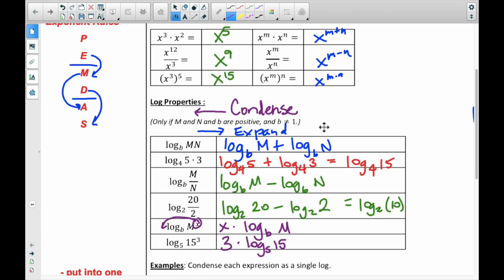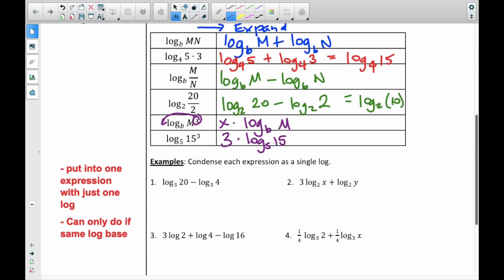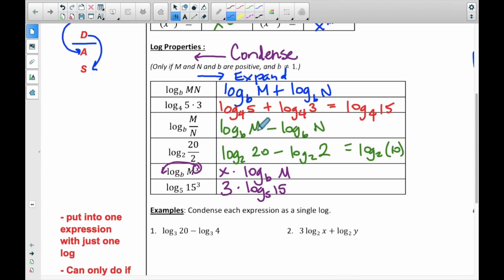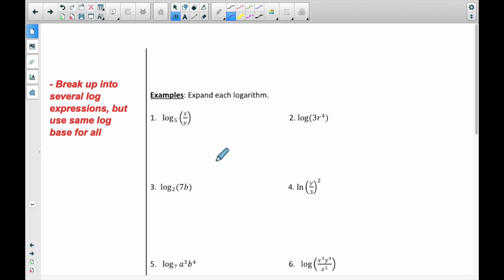And once again, why? Well, maybe you have this big long problem, but if you just put it together in one, maybe it's easier to solve. So I'm just giving you tools, different ways to use these logs to solve things. Okay, in our notes, in the next section, I go down to condensing, but since we just learned expanding, I think it's going to make more sense to do the expanding before the condensing. So let's turn the page and go over here to some of these expanding examples.